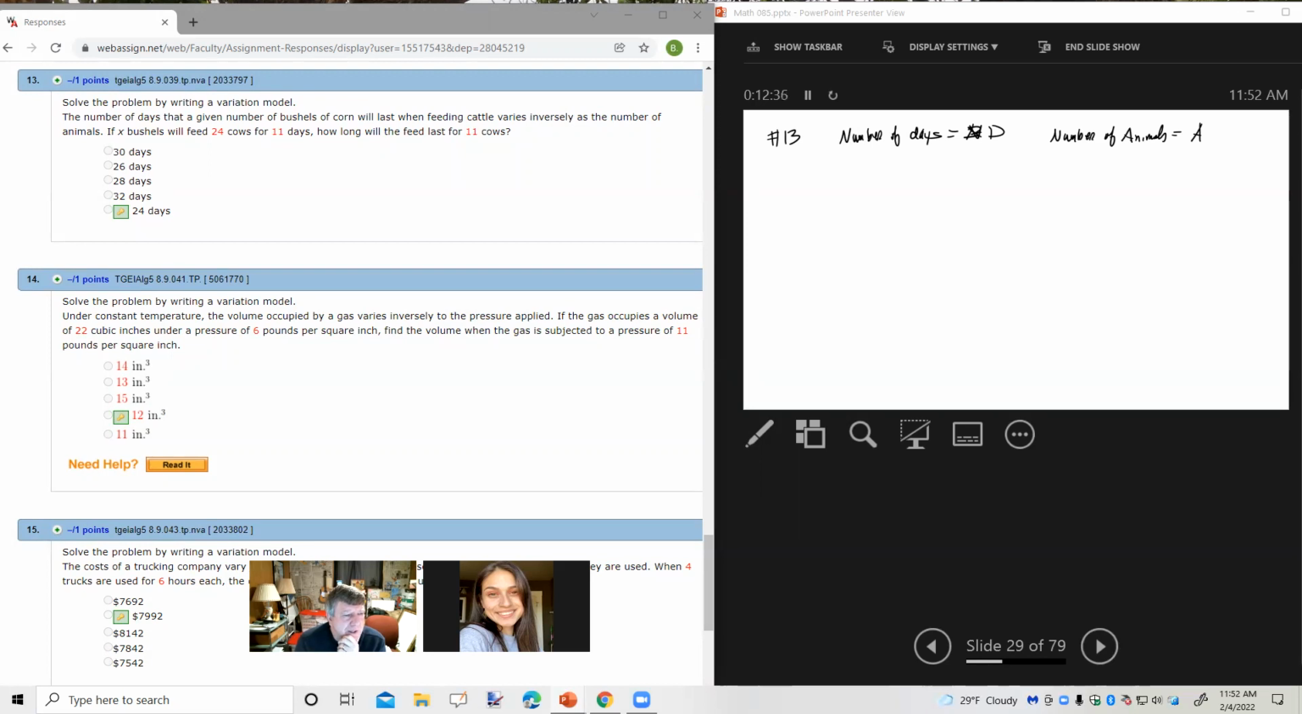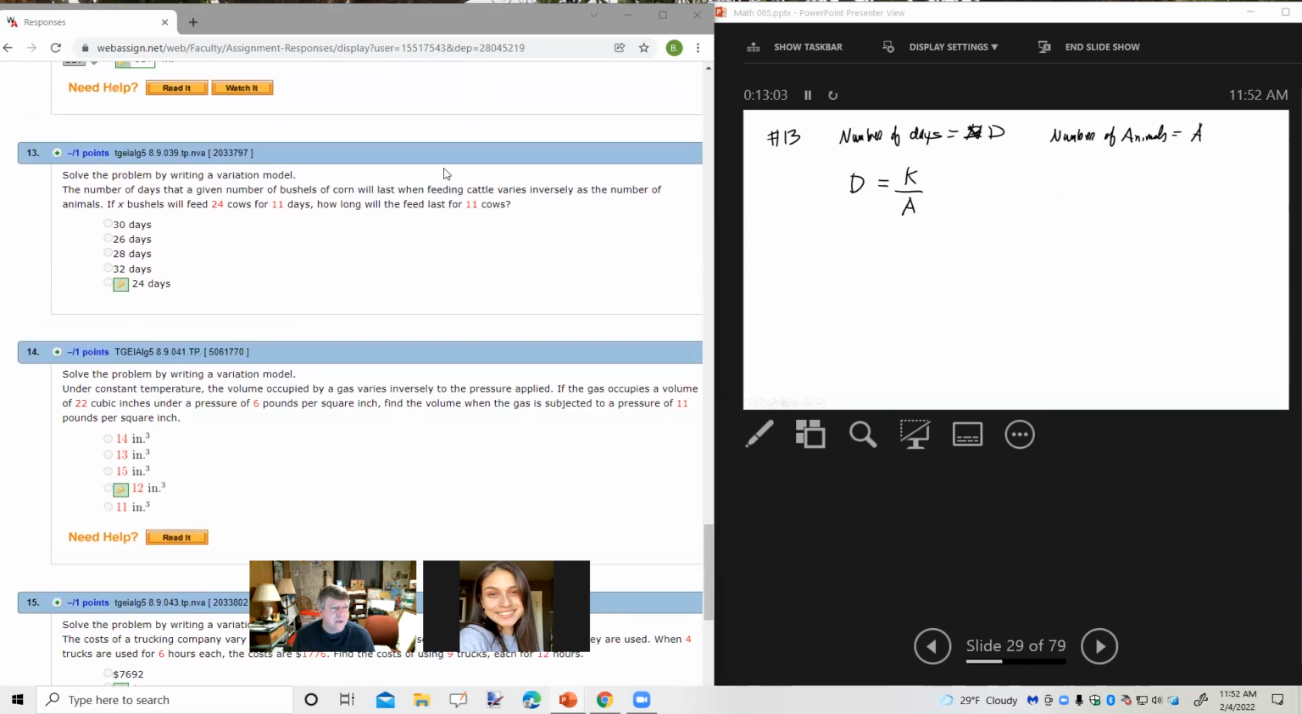The number of days that a given number of bushels of corn will last when feeding cattle, so D, varies inversely as the number of animals. Okay, so D equals K over A. It says if X bushels will feed 24 cows in 11 days, how long will the feed last for 11 cows? Now, this is where things get a little bit confusing.